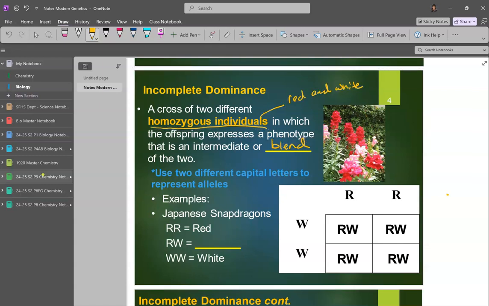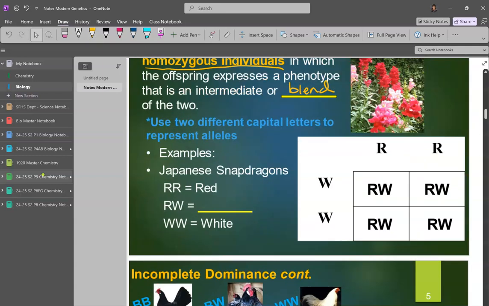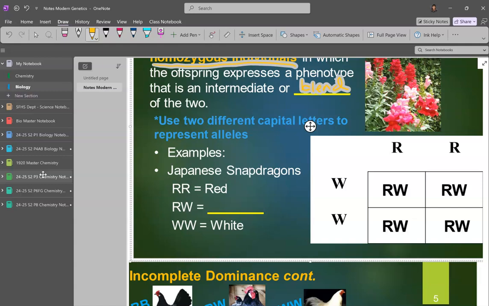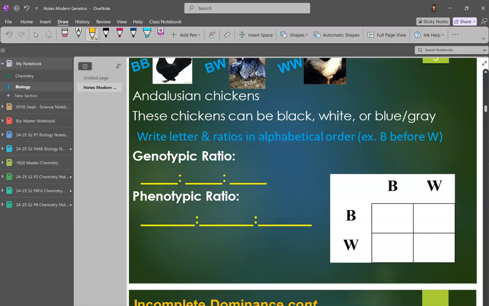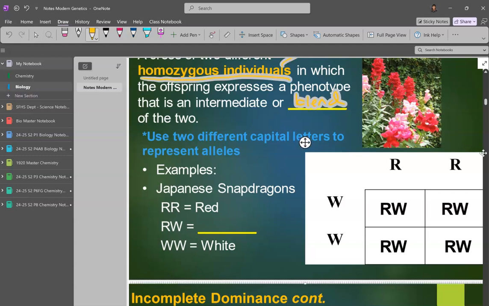So let's say we're going to use the letter R for red and W for white. This is the specific format we're going to use for incomplete dominance. We're going to use 2 different letters, and they're going to be capital letters. So for example, we can have red, which would be 2 capital R's. You could say also that the red is homozygous, because it has 2 of the same alleles. We can still use those terms, homozygous and heterozygous. It's just that there's no dominant or recessive trait.